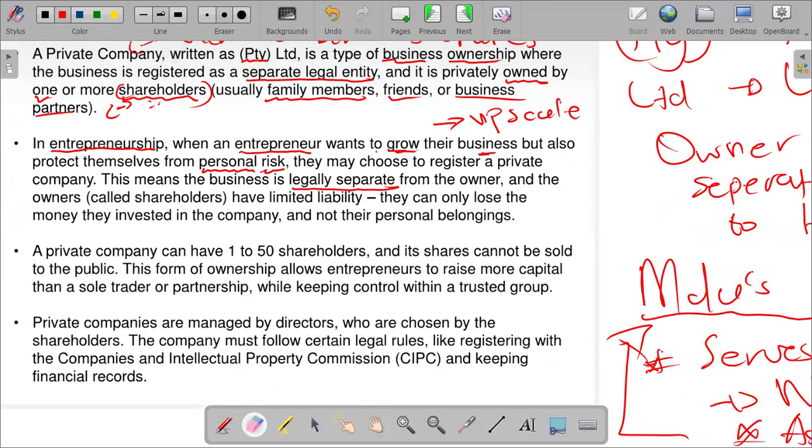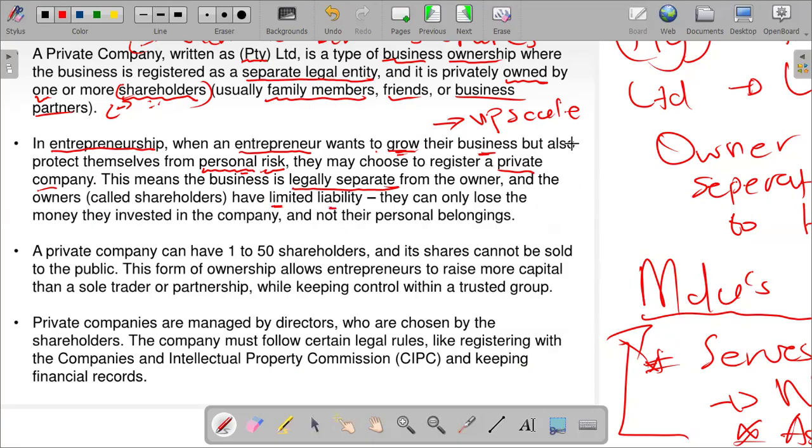So, entrepreneurship: when an entrepreneur wants to grow, upscale their business, but also protect themselves from personal risk or loans, they may choose to register a private company. This means that the business is legally separated from the owner. So the owner won't be liable for the business's debts, and the owners have limited liabilities.